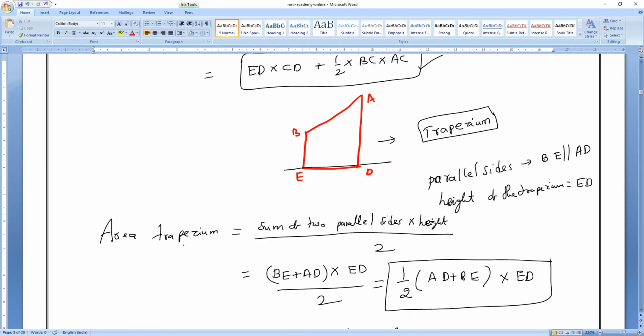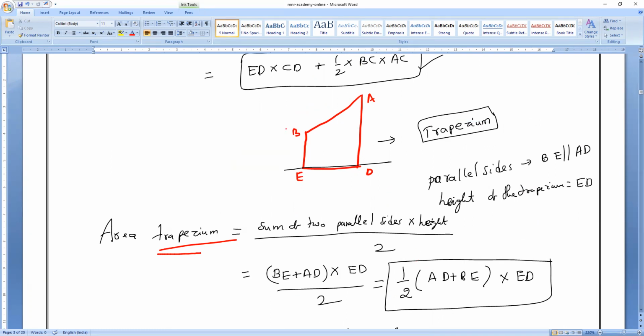So area of the trapezium, what is the formula? Sum of two parallel sides into height by 2. Keep in mind, sir, how to find the height? Height is always perpendicular to the parallel sides.